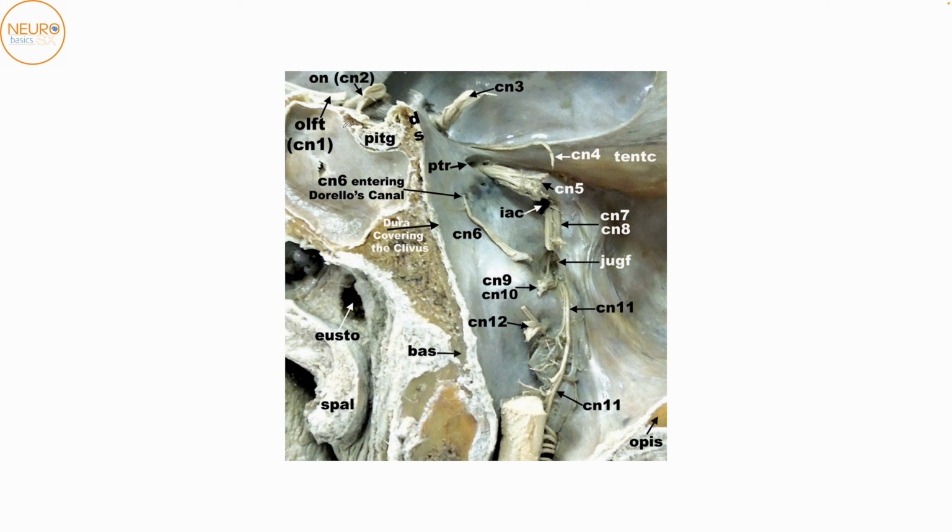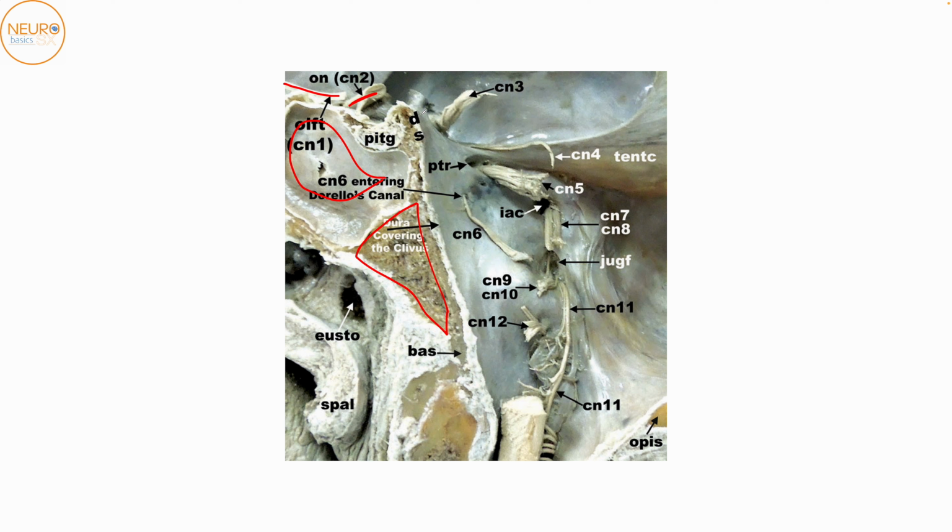So here this is a cut section through the skull, cut sagittally. Here this is the sphenoid sinus. This is the clivus, so that should help you get oriented. This is the dura covering the clivus over here. Over here you can see the olfactory nerve along the anterior cranial fossa base. Above the pituitary gland you can see cranial nerve 2 or optic.